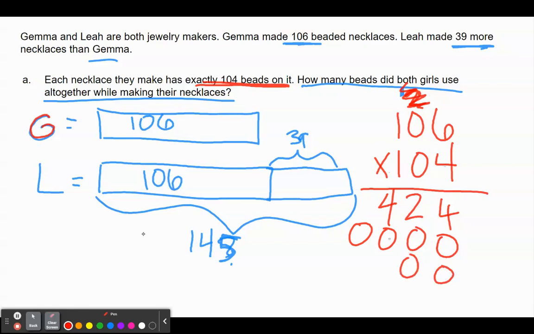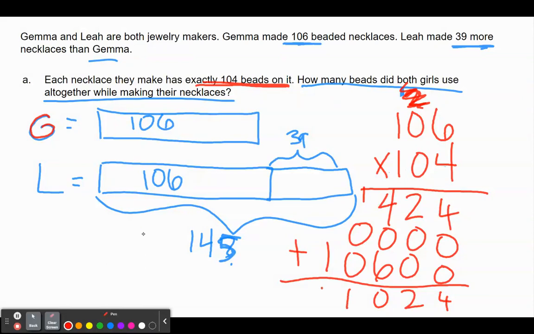So I have 6 times 1 is 6. 0 times 1 is 0, and then 1 times 1 is 1. So now we have to combine everything together. So 4 plus 0 plus 0 is 4. 2 plus 0 plus 0 is 2. 4 plus 0 plus 6 is 10, and we're going to carry the 1. 1 plus 0 plus 0 is 1. And then we have 1.